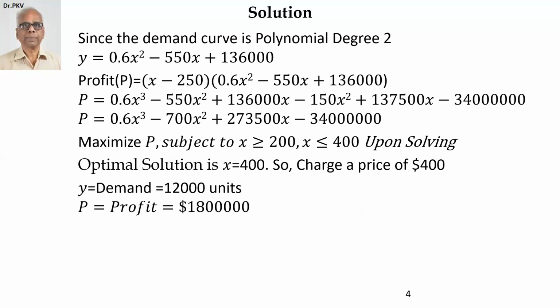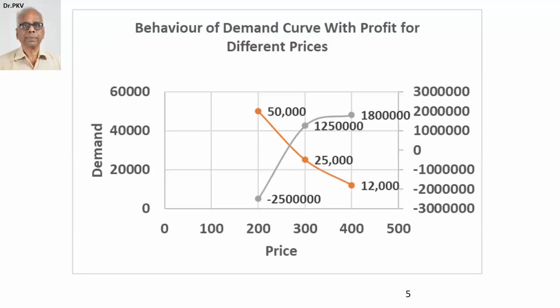Okay, now let's look at the graph. The final graph: behavior of the demand curve with profit for different prices. As you can see, price is on the x-axis, demand on the y-axis, and you can see this graph beautifully. When x is 200, there is a loss. The demand is 50,000, but you are getting a loss. 200 minus 250, multiplied by the demand 50,000, you'll get this number, which is a loss.